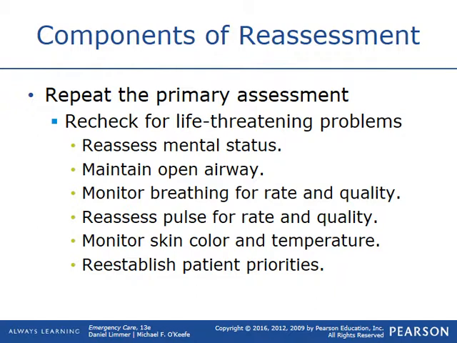So you're going to reassess their mental status, make sure that they have an open airway and that they're able to maintain that open airway on their own. If not, we need to correct that. Monitor their breathing for rate and quality. Reassess their pulse for the same thing, rate and quality. Monitor their skin color and temperature. And reestablish your patient priorities. In other words, your treatment plan. Has your treatment plan changed? Can we still continue on down the same treatment path, or do we need to reevaluate?